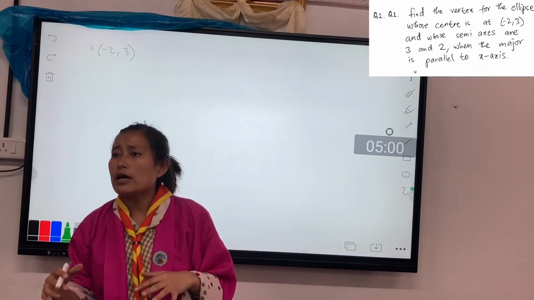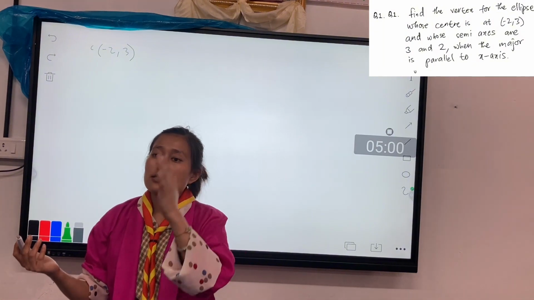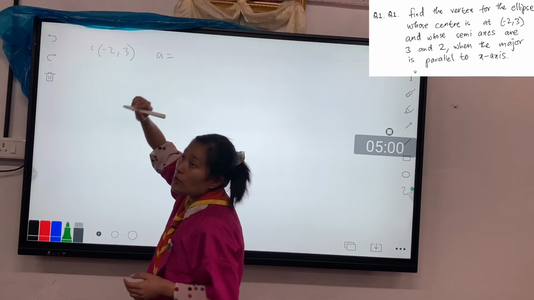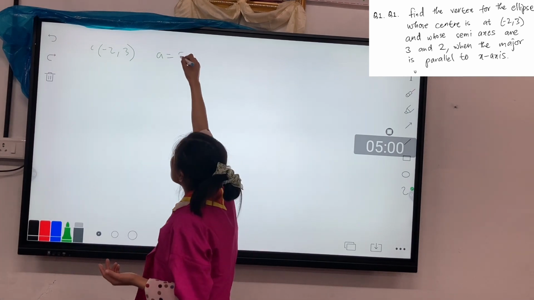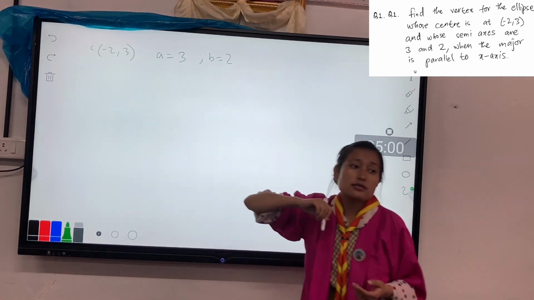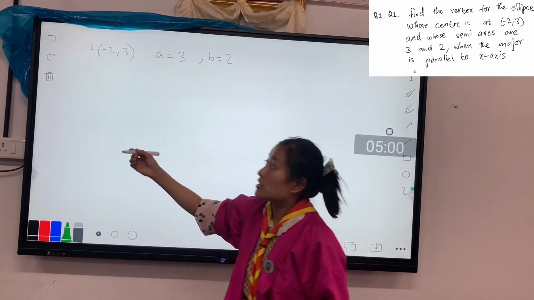By now I'm sure you understand what the semi-axes are. Semi-axes are A and B, right? So the semi-axes given are A equals 3 for the major axis, and 2 for the minor axis. So the semi-axes represent A and B. Okay, so for this, what is the equation?